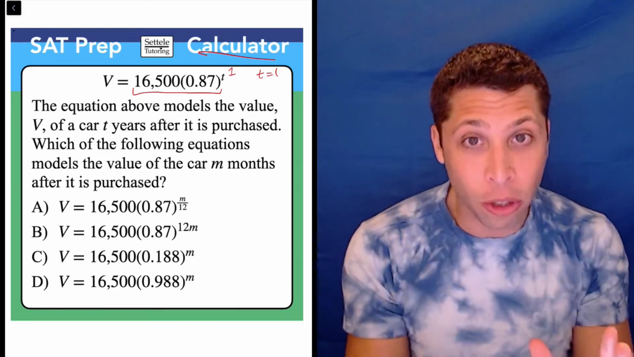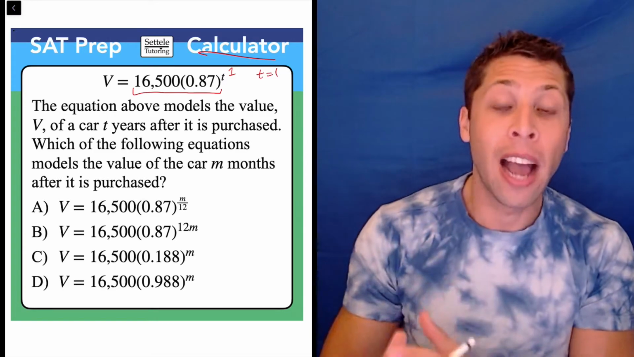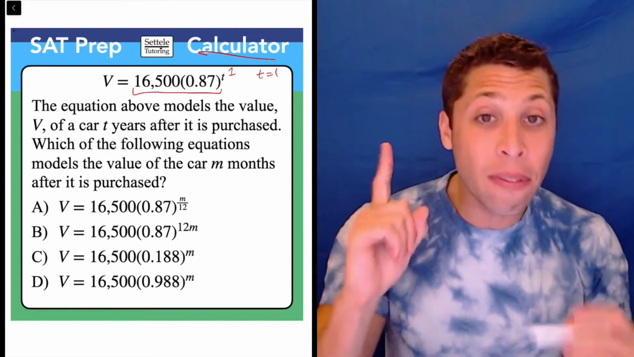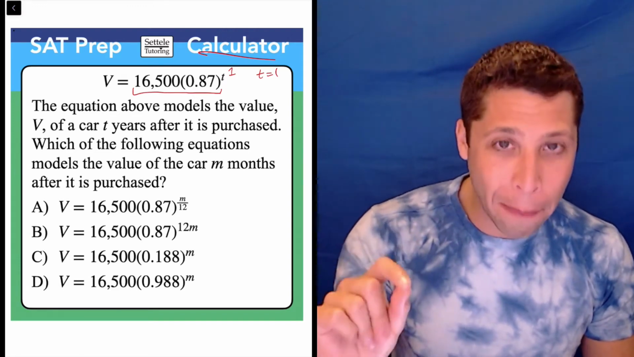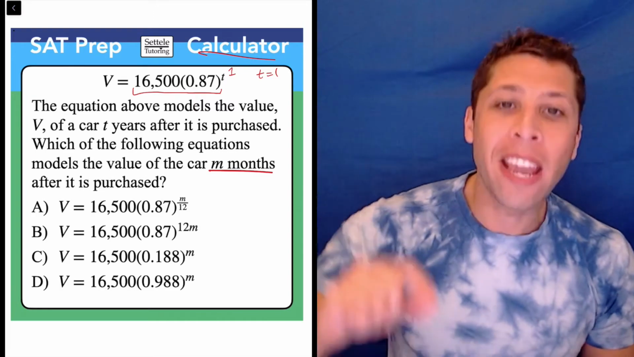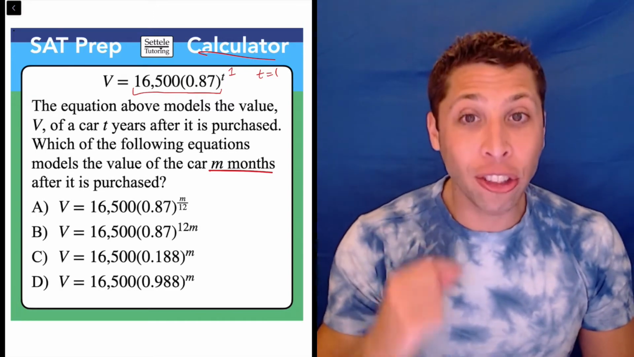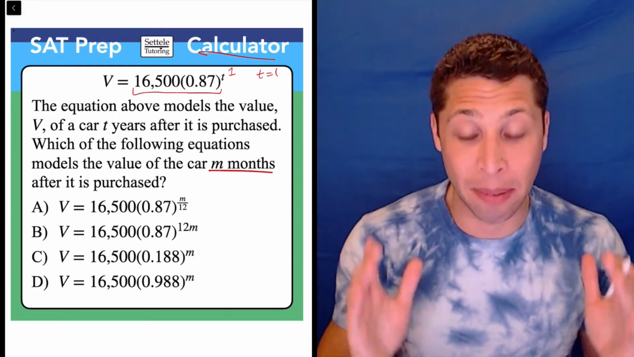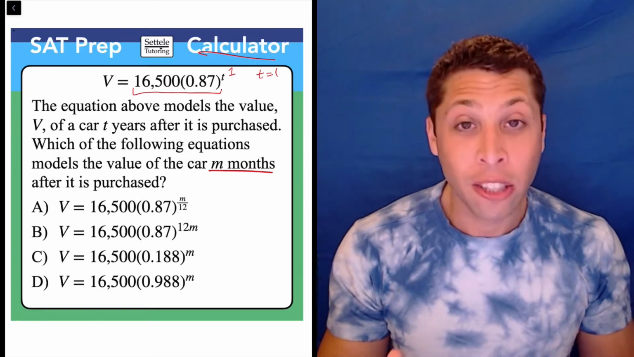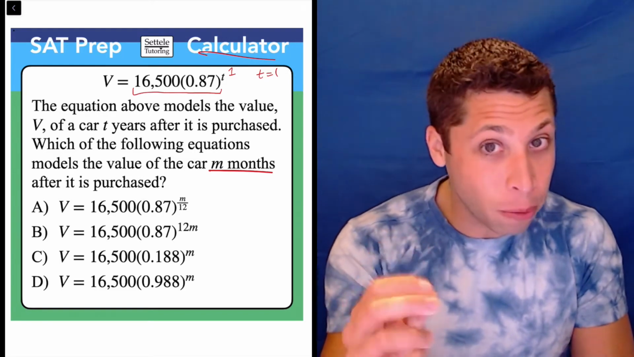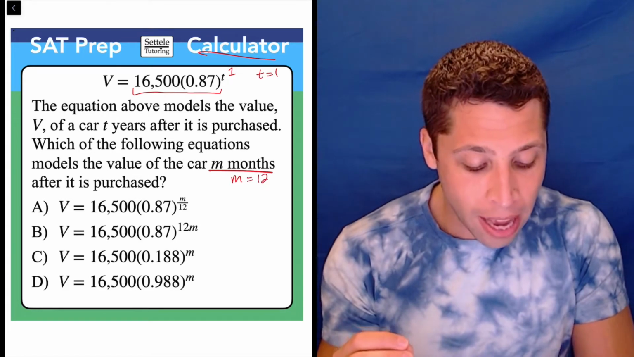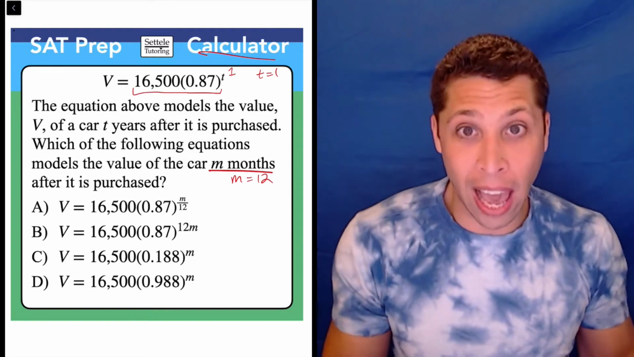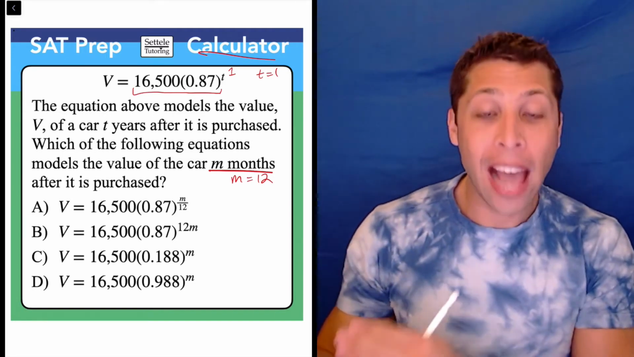But I'm not even going to do that, because I still just understand that at some point, I need my value to be 16,500 times 0.87, even when I start changing the units, right? So what's going to happen if I'm changing to months? Well, if the same number of months pass, I should have the same value, because even though the equations are measuring in different units, they're supposed to be about the same exact car, whatever this is. So what happens? Okay, 1 year, t equals 1, is mathematically supposed to be the same as m equaling 12, right? The number of months should still be a year's worth of months. So we would want to plug 12 in for m and have the exact same result.